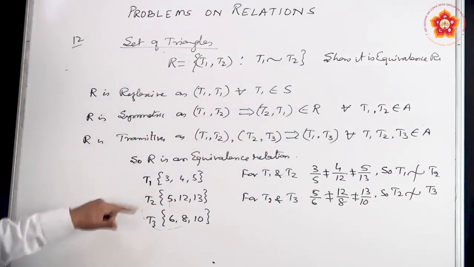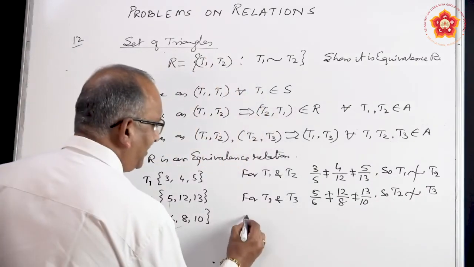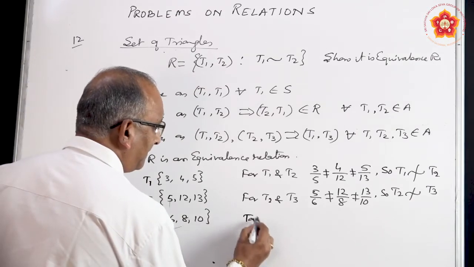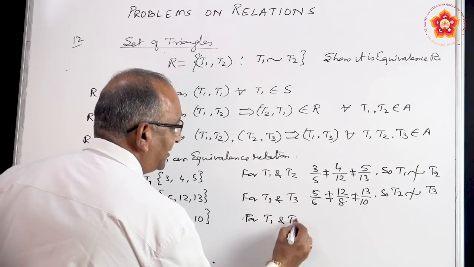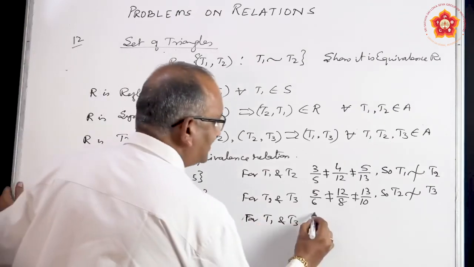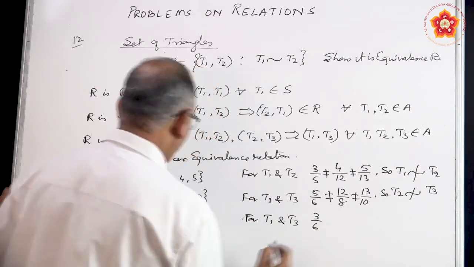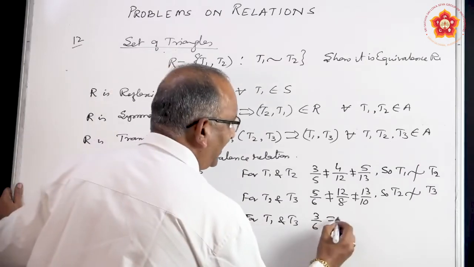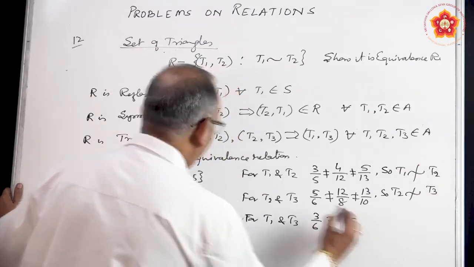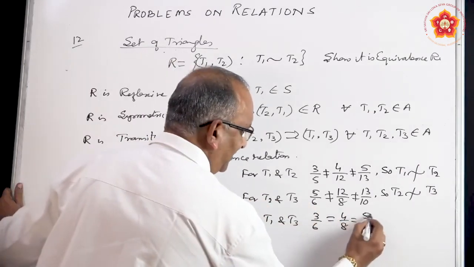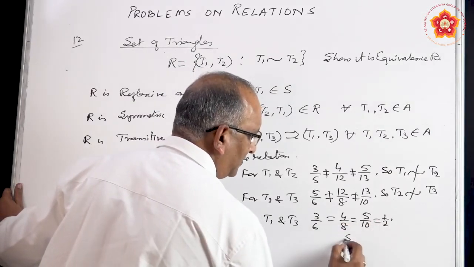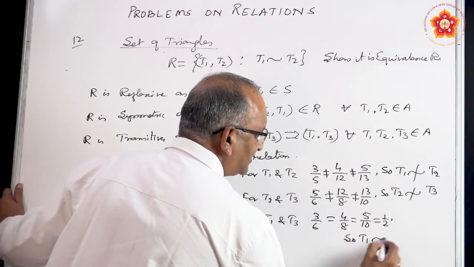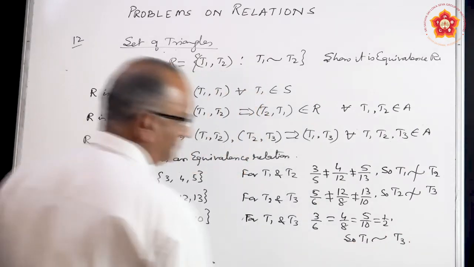Check whether the first one and the third one. For T1 and T3, 3 by 6 which is 1 by 2, equal to 4 by 8 which is also 1 by 2, equal to 5 by 10 which is also 1 by 2. All are equal to 1 by 2. So T1 is similar to T3.